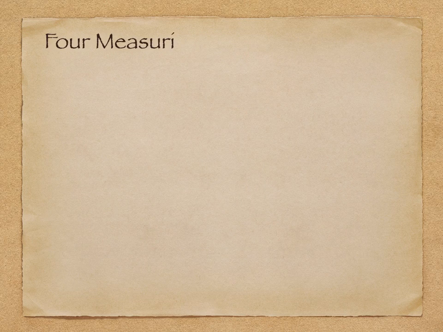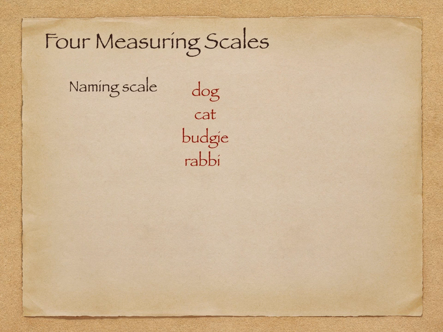In this video, I'm going to outline 4 types of measuring scales. I'll start with the simplest type of measure, the naming scale, which is just a listing of the names of things. For example, you might want to know what sort of pets your friends owned, so you would write them down: dog, cat, budgie, rabbit, hamster, and so on. So that's the naming scale, just words.